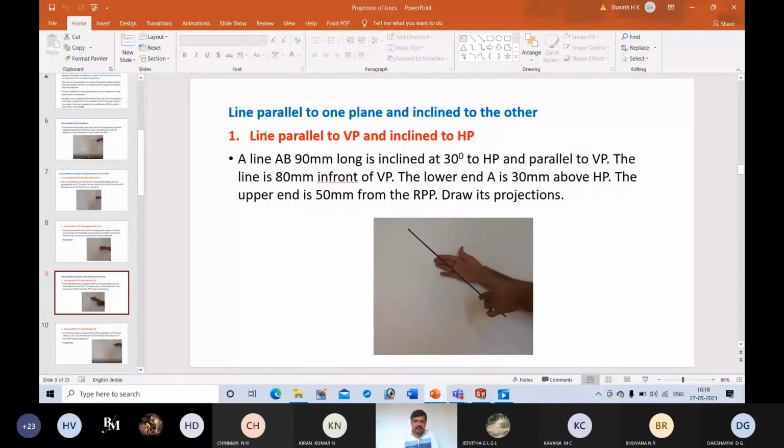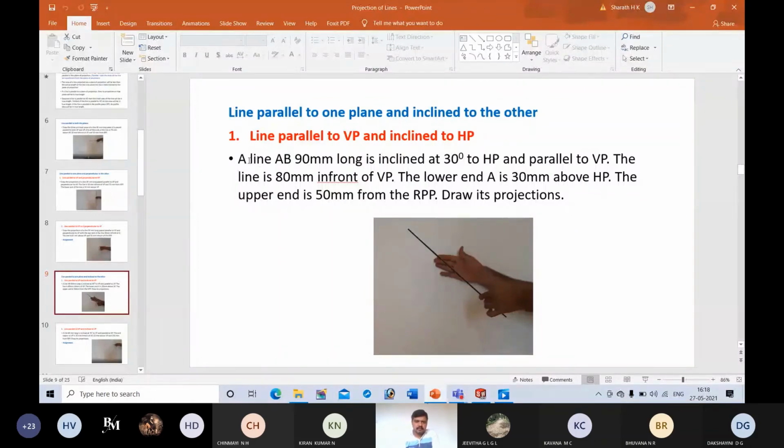Line parallel to one plane and inclined to the other. Here again we can consider it in two ways. One way is line parallel to VP and inclined to HP. Another way is line parallel to HP and inclined to VP. That is one more condition.